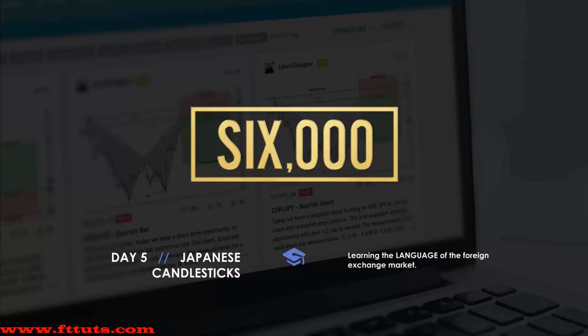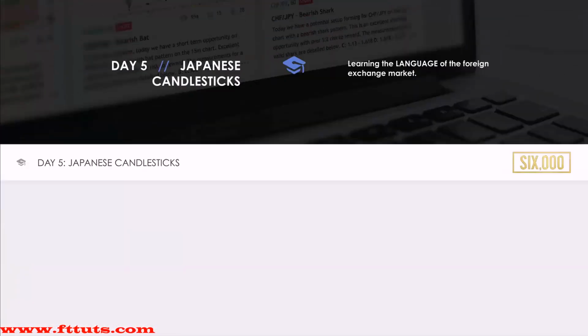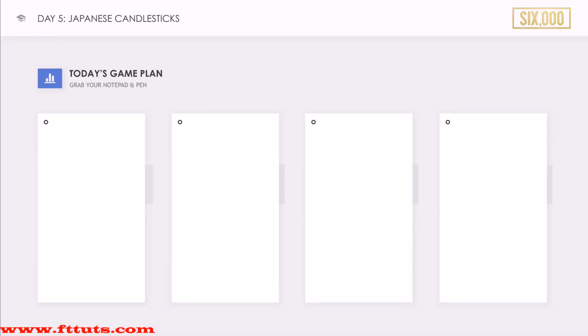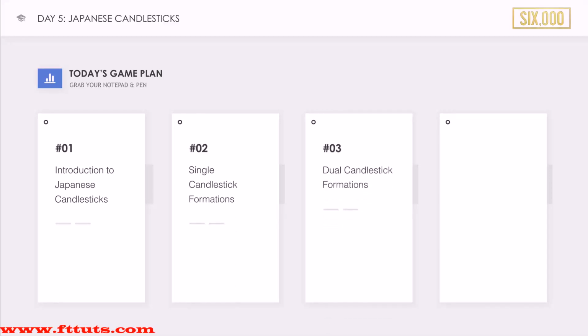Today is going to be more technical. We are heading into day 5, Japanese candlesticks. Today you will be learning the language of the foreign exchange market. Now in today's module, it will be a 4-topic module starting off with Introduction to Japanese Candlesticks, followed by Single Candlestick Formations, Dual Candlestick Formations, and finishing off with Triple Candlestick Formations.